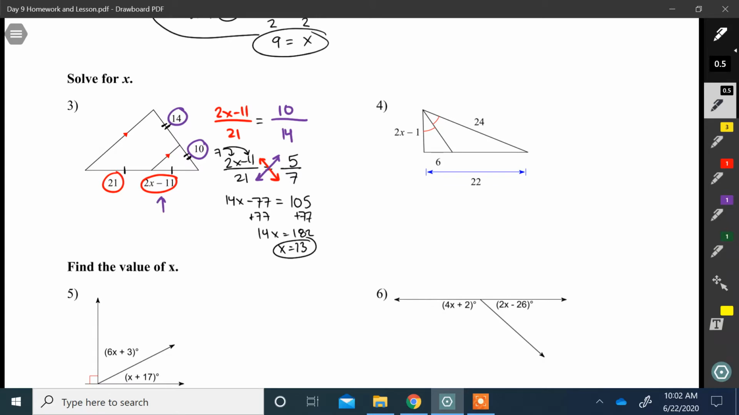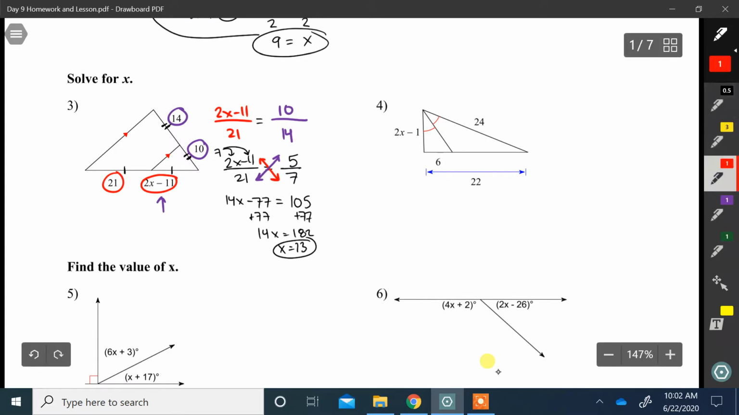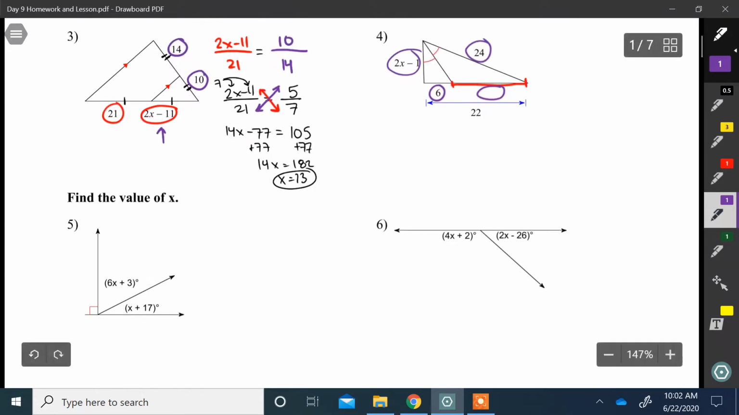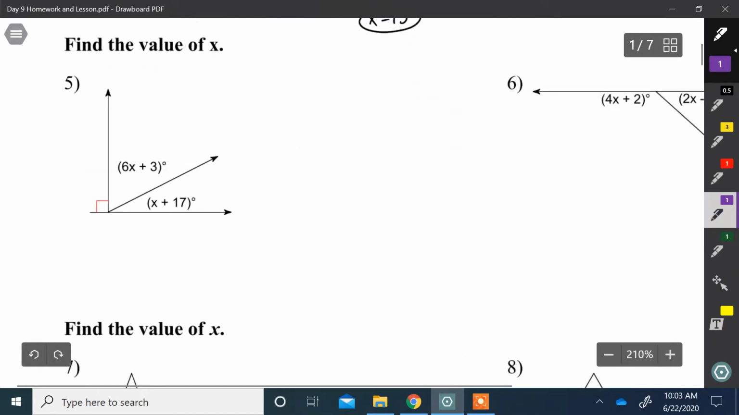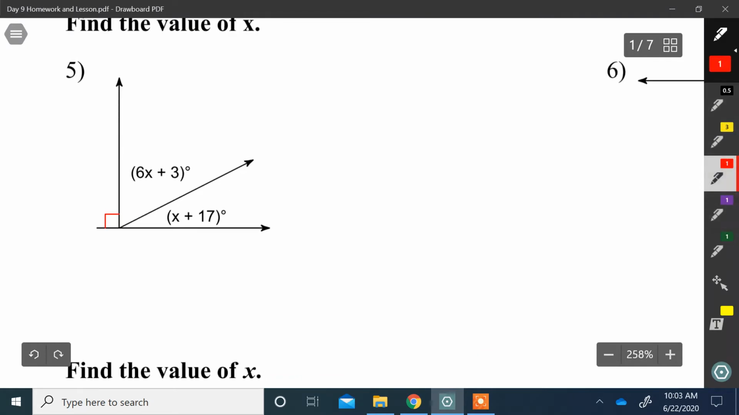Number 4 is actually very similar. You do need to find this right here from here to there. That's very simple. What you have to do is subtract 22 minus 6. So this will be proportional to this, and this will be proportional to whatever you get there. All right, let's keep going. Number 5. Very simple. We know that all of this has to add up to 90 degrees. Those are what we call complementary angles.